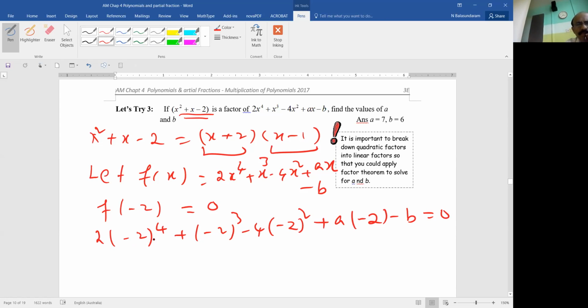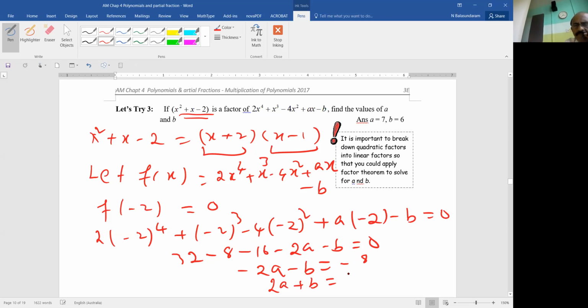Minus 2 to the power 4 is 16, so I get 32. Minus 2 cube gives minus 8. Minus 2 square is positive 4, this gives you 16. Minus 2a minus b equals 0. So minus 2a minus b equals 32 minus 8, 24, 24 minus 16, 8. Transfer to the other side, negative 8. If I cancel the minus sign, 2a plus b equals 8. So this is my first equation.